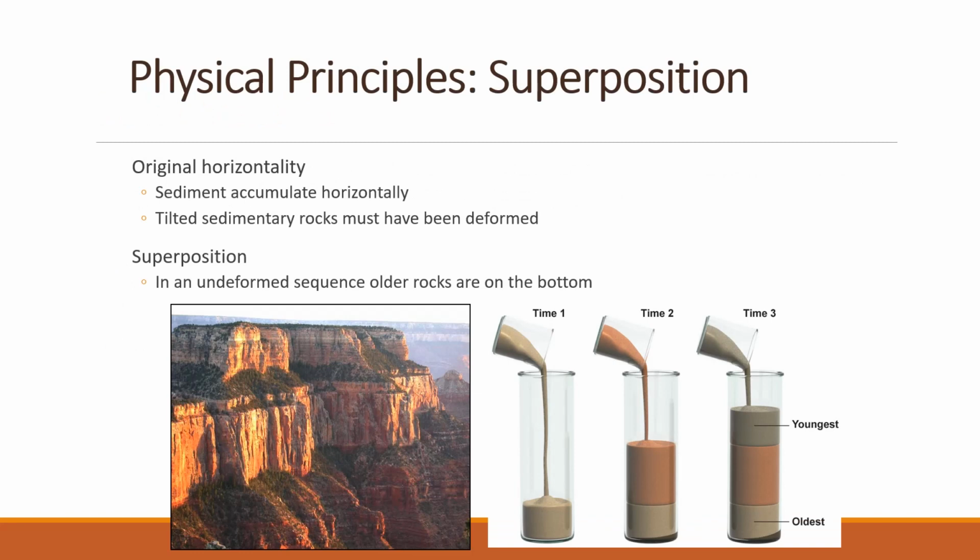So superposition says that in an undeformed sequence of rocks, the older rocks will be on the bottom. They had to be put down first. It makes sense. It works very closely with another principle called original horizontality. This says that sediment will accumulate horizontally. So if we see things that are tilted, that means they must have been deformed. So basically, when layers are deposited, they tend to deposit horizontally, and the ones on the bottom will be the oldest.